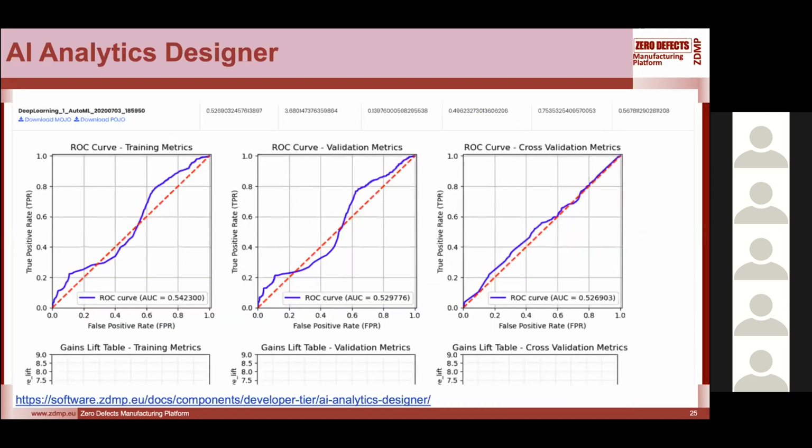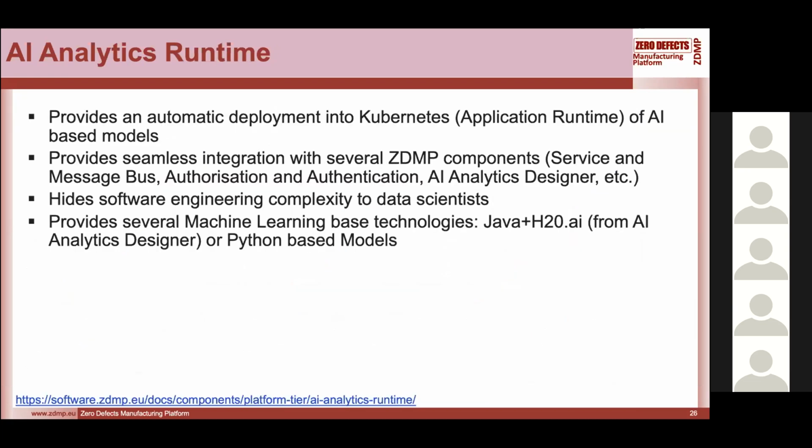In the AI Analytics Designer, you can define a machine learning algorithm, but it is the AI Analytics Runtime component which transforms that algorithm to be executed inside Cdmp. This component provides an automatic deployment into Kubernetes of AI-based models and seamless integration with several Cdmp components like the service and message bus, authorization and authentication, etc. In other words, it hides the software engineering complexity from the data scientists.